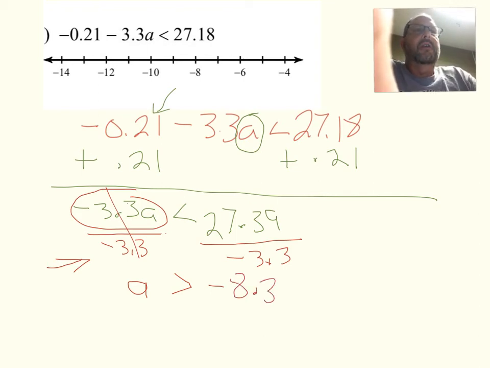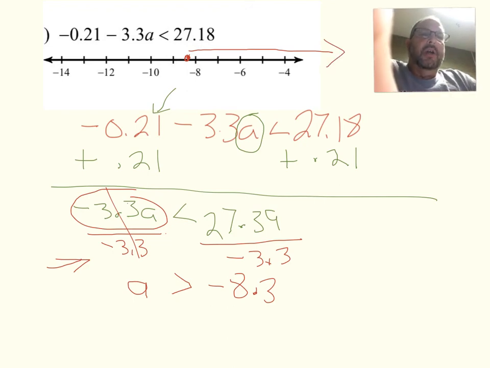Okay, now we do the graphing part, -8.3. So I'm going to have a dot about right there. You know, it's just a guesstimate on that line. And then I want all the numbers that are bigger than -8.3. So my line goes to the right.